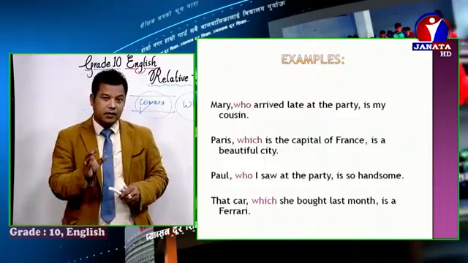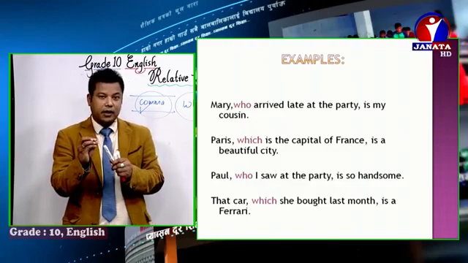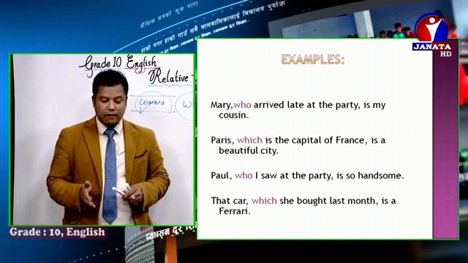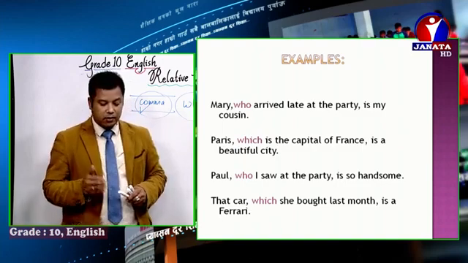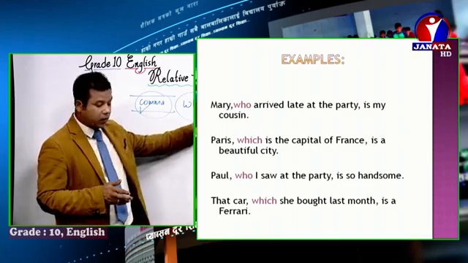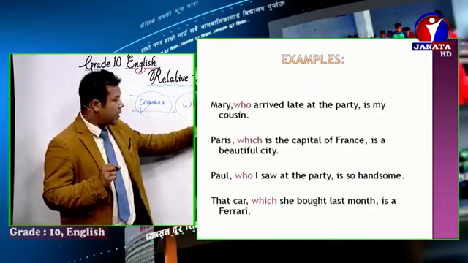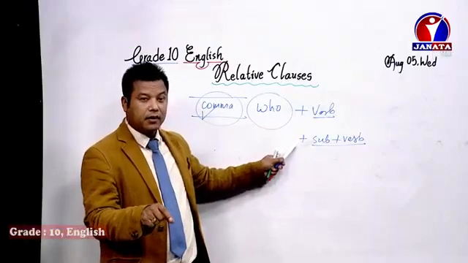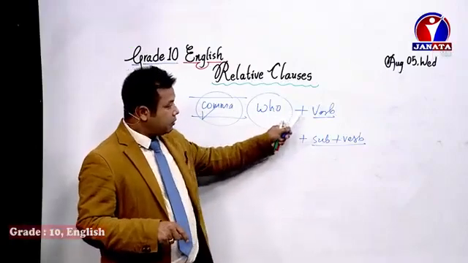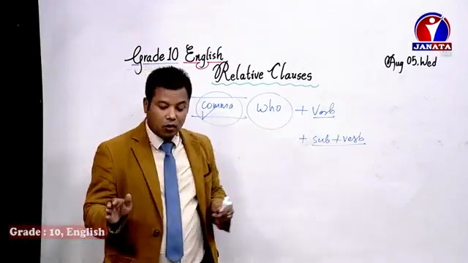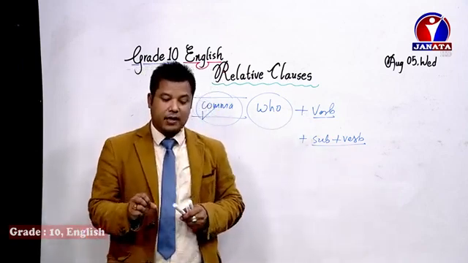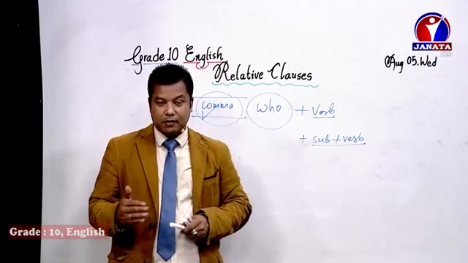And here let us compare what the difference is when we use defining and non-defining. See, Mary, who arrived late at the party, is my cousin. It is following this particular structure. Mary, who arrived. See, it's a verb, no subject used after the relative pronoun. When you use this, we cannot omit it, so you're never advised. Now, what is the difference if I remove the comma here? Mary, who arrived late at the party, is my cousin.